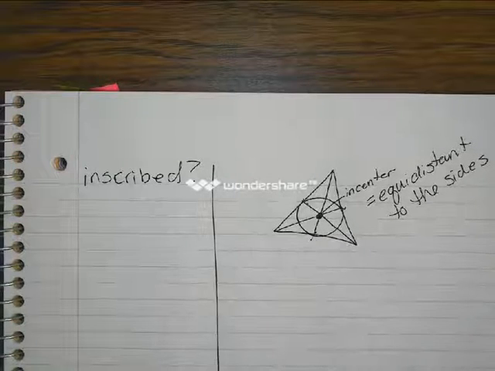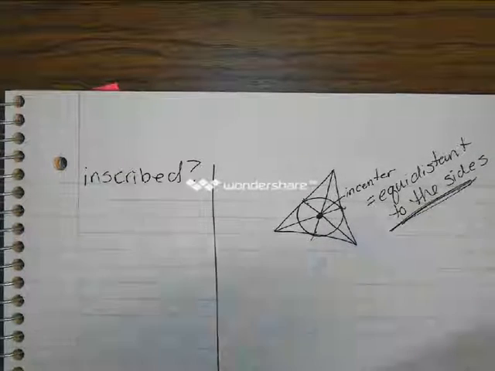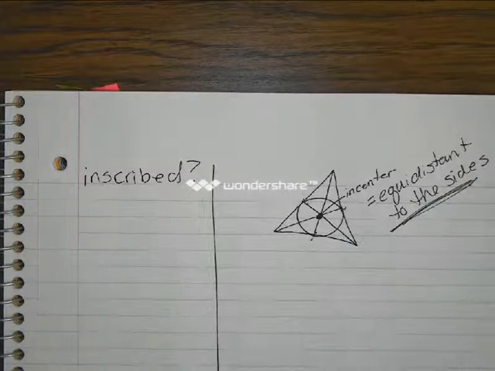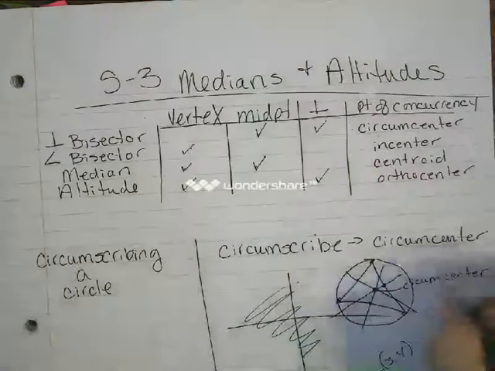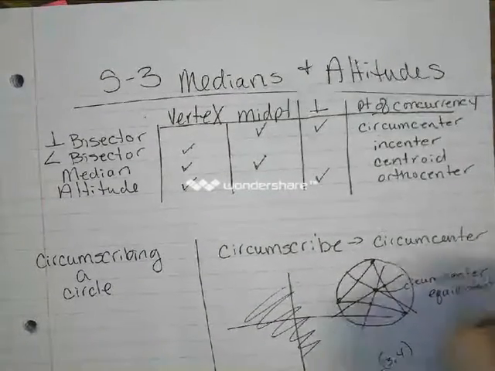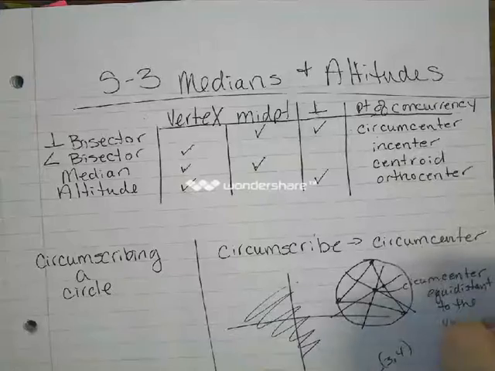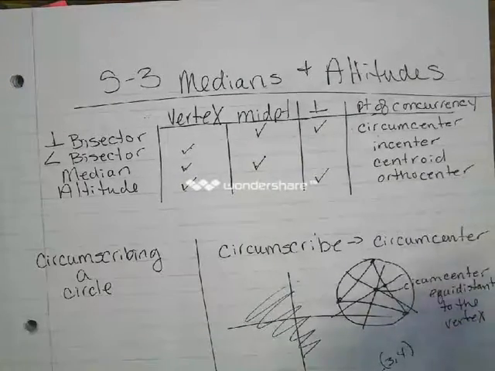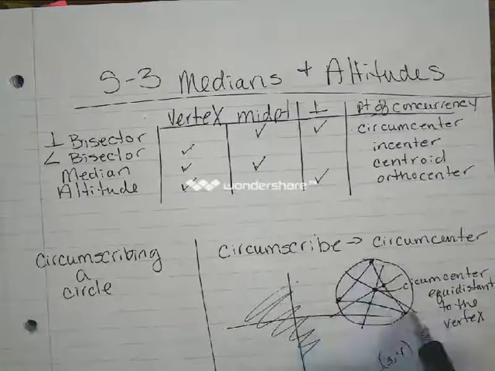Okay? Let's go actually back to the other page. Circumcenter is actually equidistant to the vertexes, which was kind of explained by going through the circle. If this is the center of the circle and it's going through the vertexes, then obviously it's equidistant to the vertexes. But again, we're going to add this to our foldable.